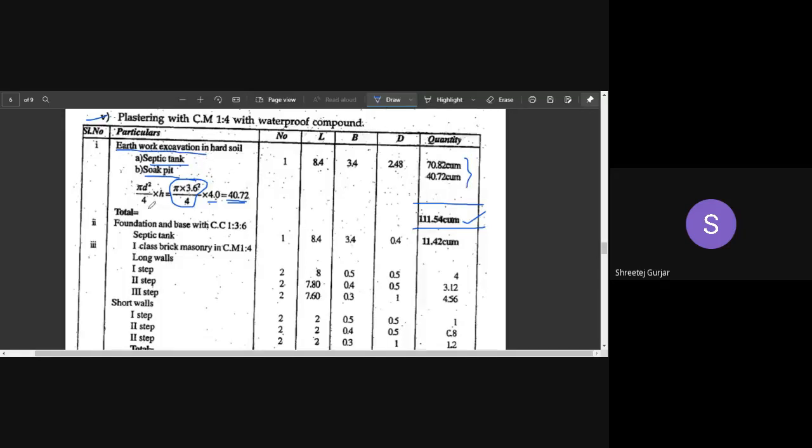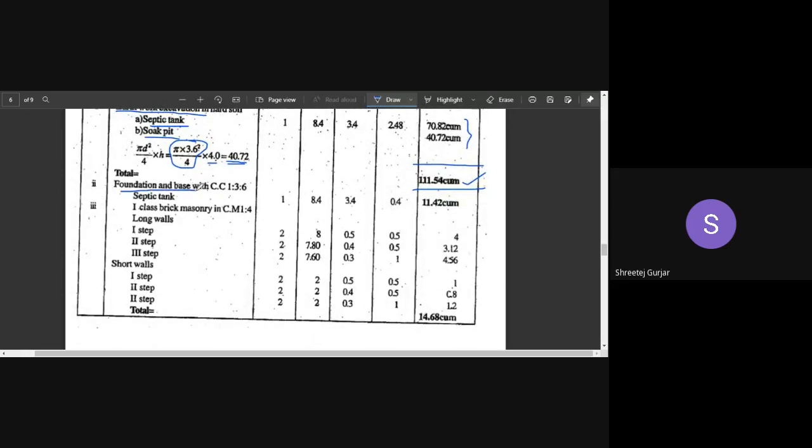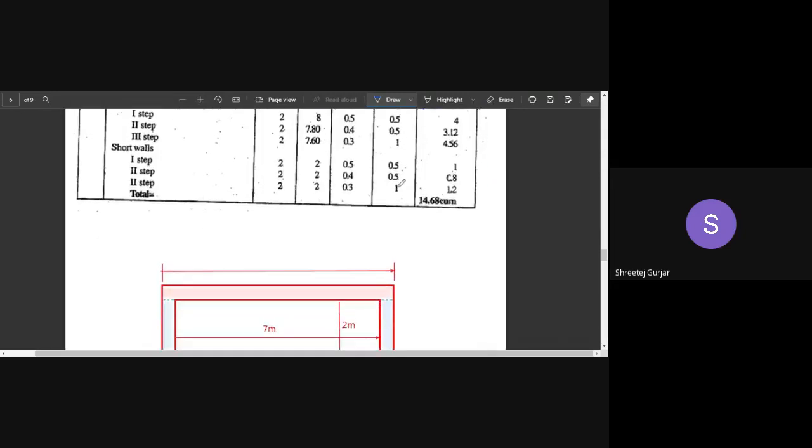Next, we have a foundation bed in septic tank, and we do not have a CC bed in your soak pit. So you can skip on that. Only for septic tank you need to calculate. So dimensions will be same. Length and the breadth will be same. Only thing that will vary is your depth, the thickness of your CC bed. So that is 0.4. Okay, now moving on.